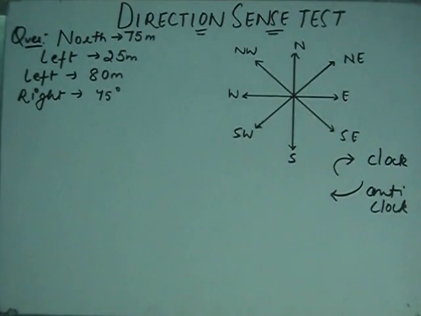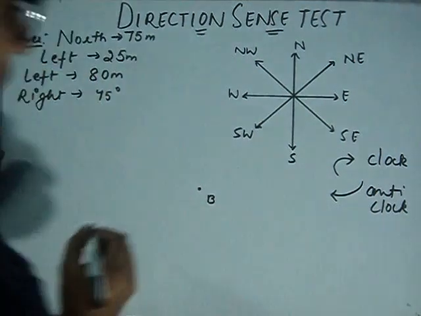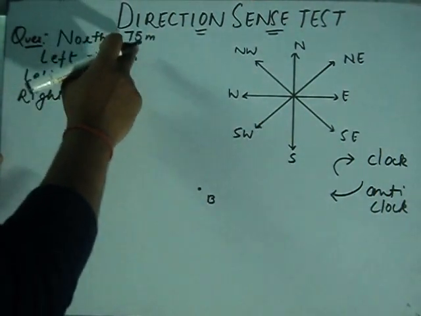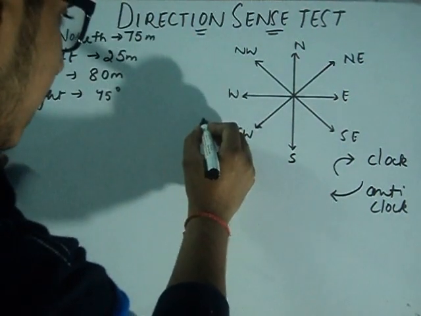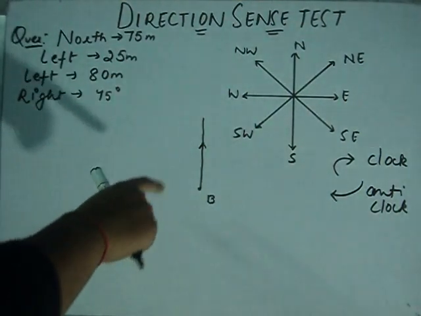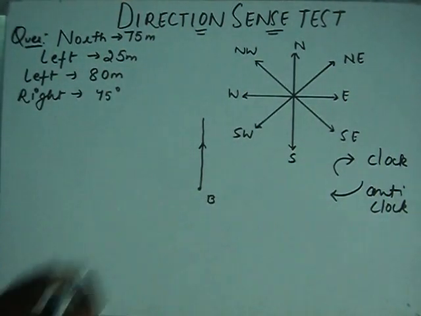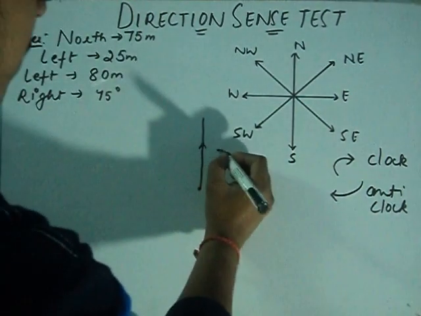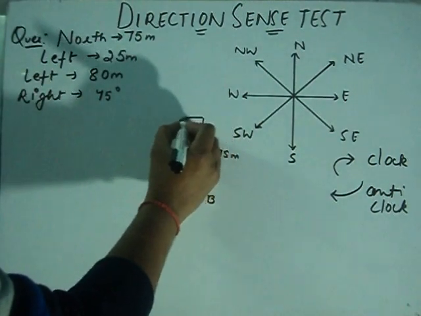So in which direction was she moving finally? So what we have to do is take a reference point, suppose it is B. According to the question, she moves in north direction and travels 75 meter. Use arrows to make it simpler, like where is my starting point and where is my ending point. So she moves in this direction 75 meter. I write it 75. After that, she takes left and travels 25 meter.